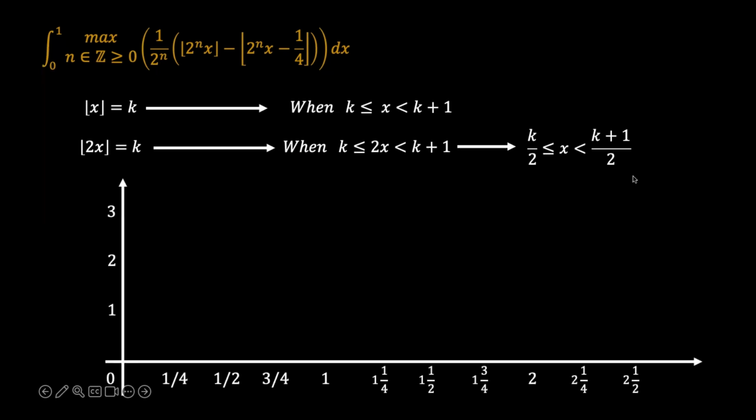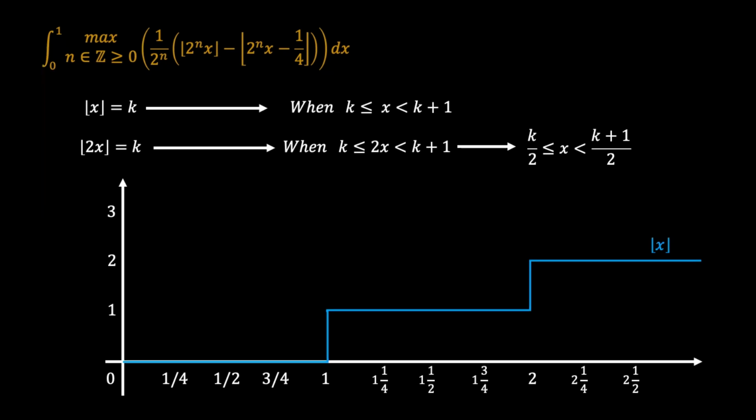So if we were to plot this, it means that when x is between 0 and 1, the floor function of x is 0, and when it hits 1, it changes to 1, and it stays there until x is 2, and when it becomes 2, it transitions quickly to 2. And that is what a floor function does.